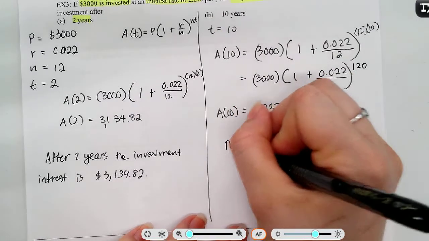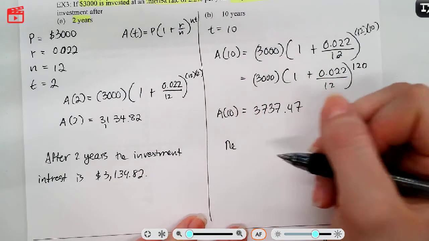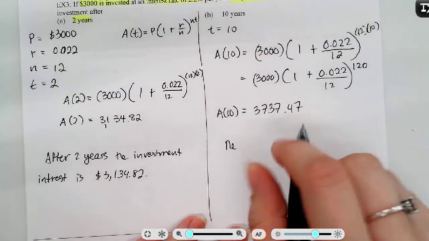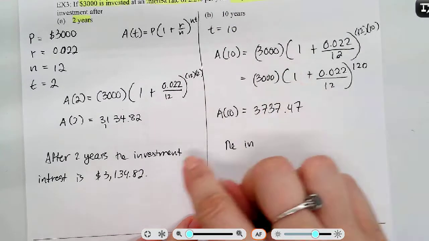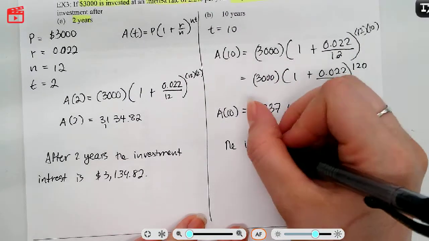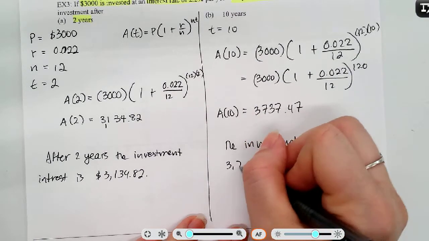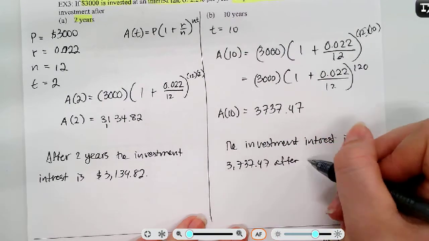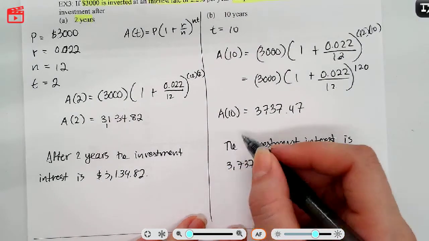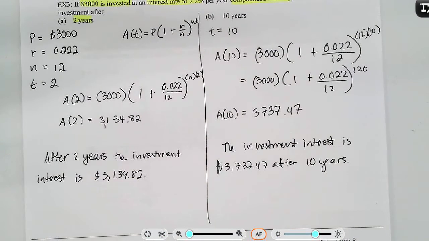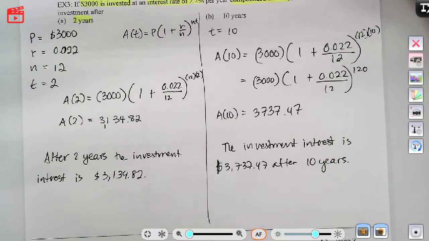So the investment, let me rewrite this. Okay, and there we go. The investment interest is, where's my dollar sign? That much after 10 years at 2.2%. Not that much.